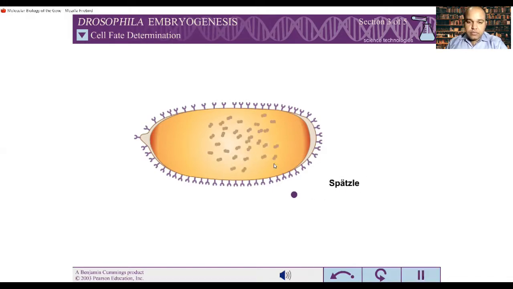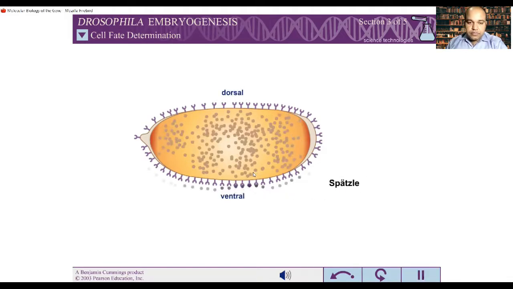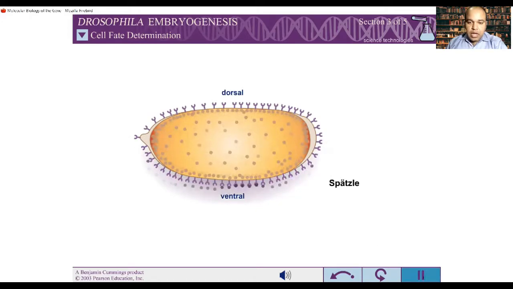Dorsal concentration is highest in the extracellular matrix on the ventral side of the egg cell. Now, spazal protein concentration is always high towards the ventral side of the egg cell. Towards the ventral side, the spazal concentration is highest.